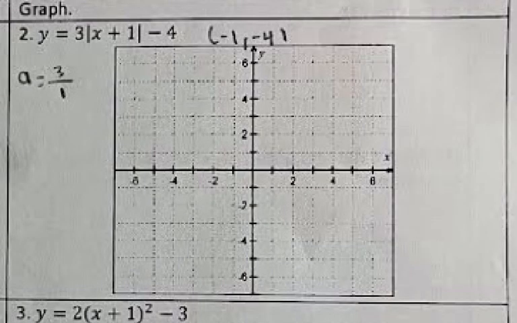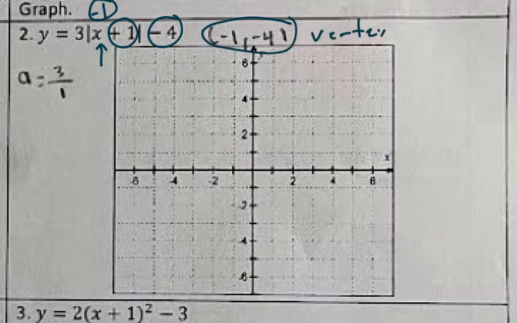Let's look at the next graph. This time, notice right here, -1 plus this 1 would make it 0. So taking that and that value, this is going to be my vertex. So I'm going to go to (-1, -4).